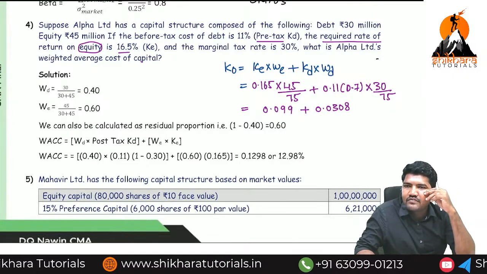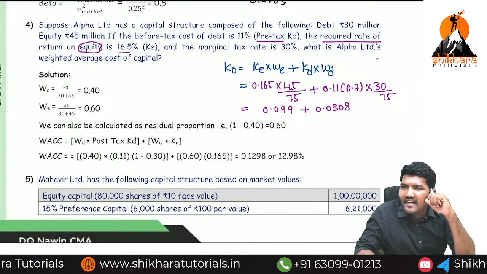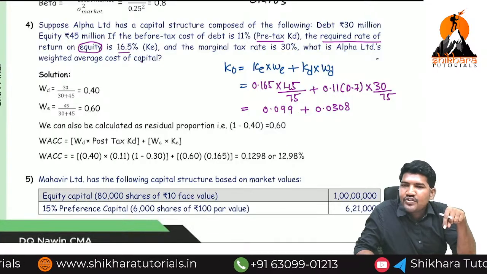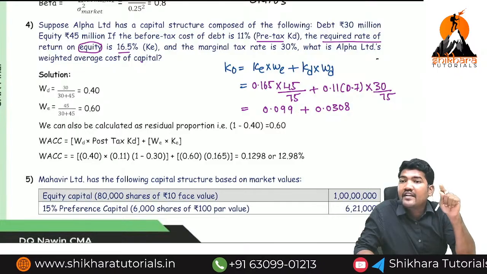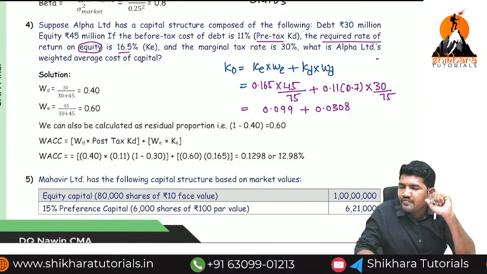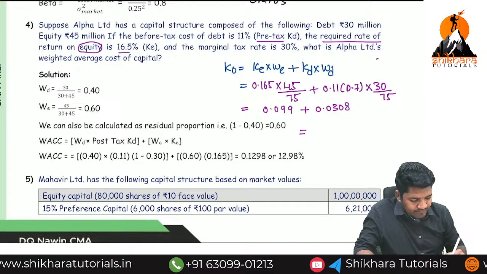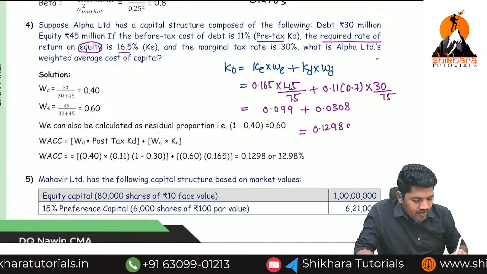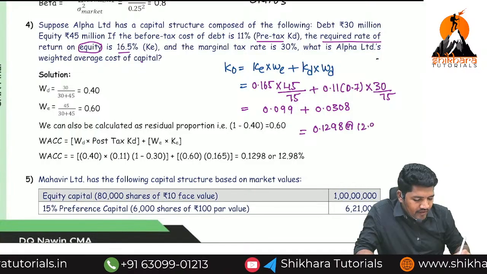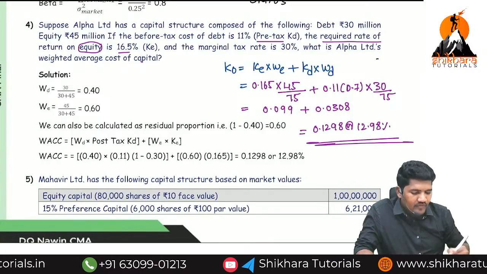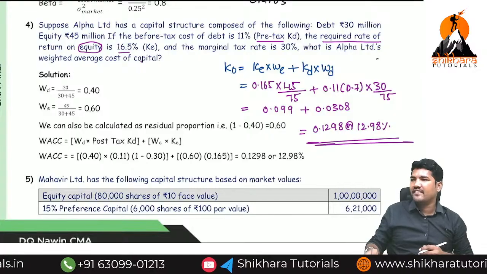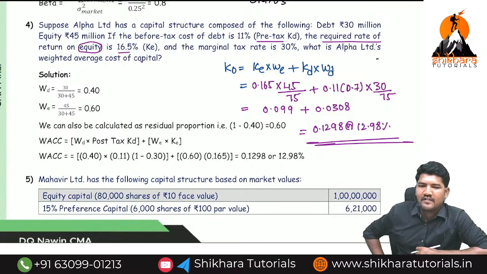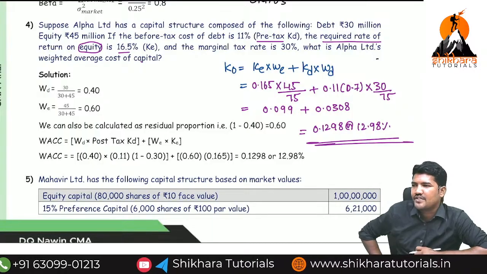Guys, clear? Now the 7.7% is called the individual cost of debt. This 0.0308 is called the weighted cost of debt capital. Now what is the sum of these two? 0.1298. If you multiply by 100, you will get 12.98%. In most of the calculation, go with the rate. You will get a simple calculation instead of percentages. Then the final answer you can convert into a percentage.